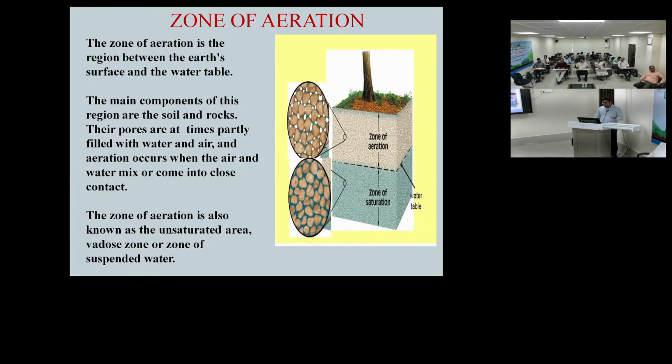So ultimately, the zone of aeration is where the main components are soil and rocks. Their pore spaces are at times partly filled with air and water, because it is the root zone and is in close contact with the atmosphere. Aeration occurs when the air and water mix or come into close contact. The zone of aeration is an unsaturated zone, or zone of suspended water, because the water is held here by the force of surface tension, or the capillary forces. So this is called the zone of aeration.